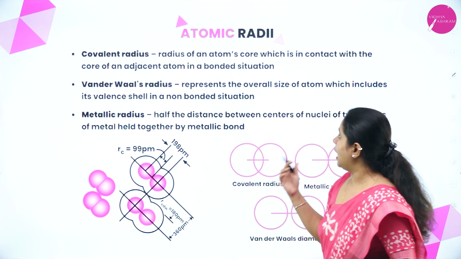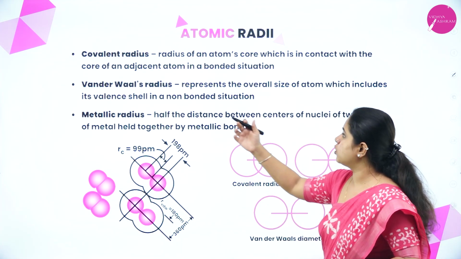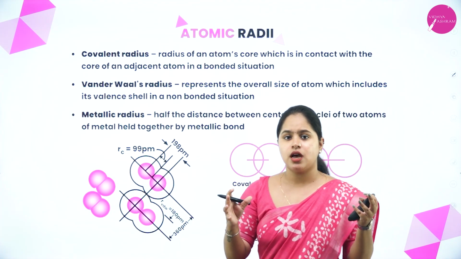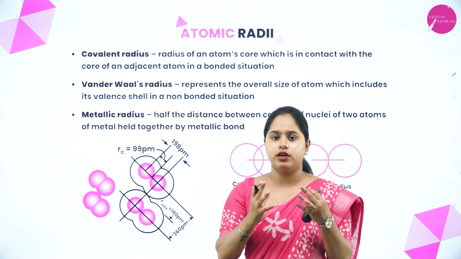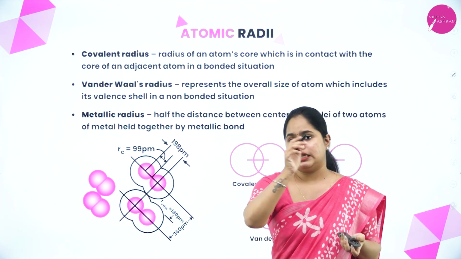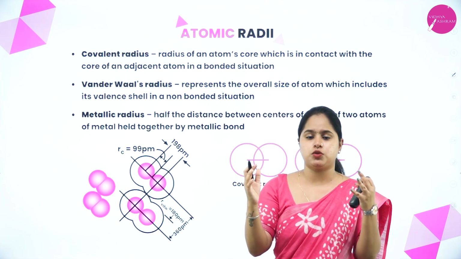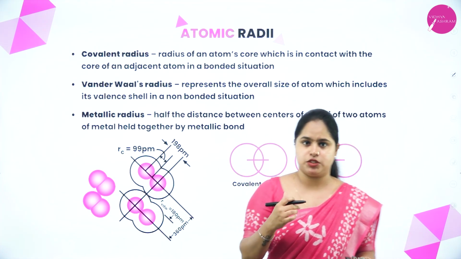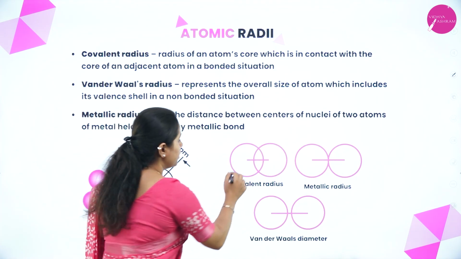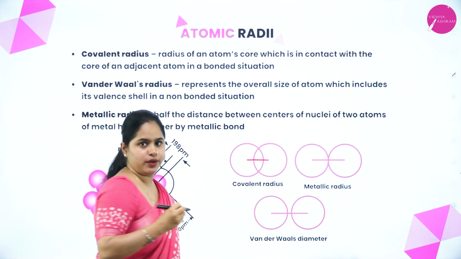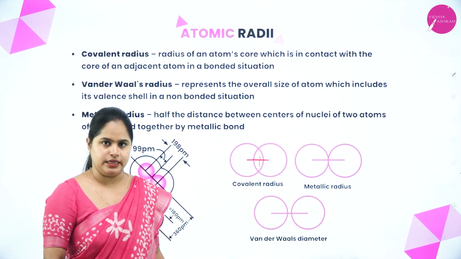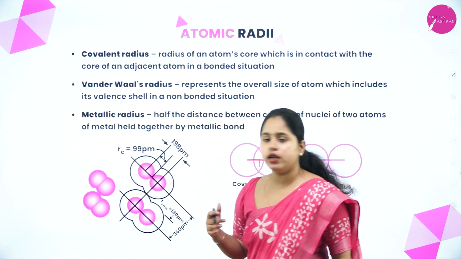It is the radius of an atom's core which is in contact with the core of an adjacent atom in a bonded situation. So when two atoms are covalently bonded, what did we study? It is half of the internuclear distance between them. As you can see here, when the two atoms are covalently bonded, half of the internuclear distance between them will give you the covalent radius.